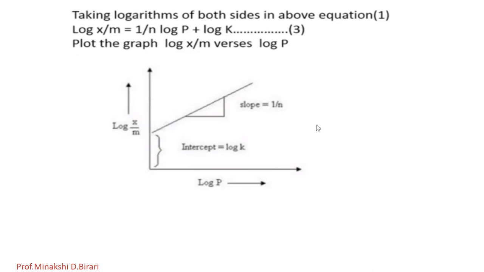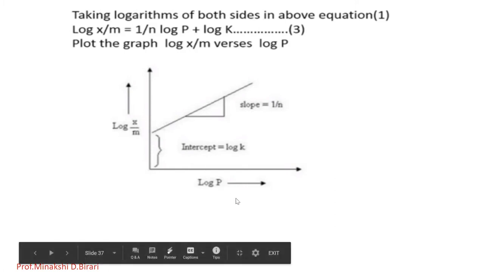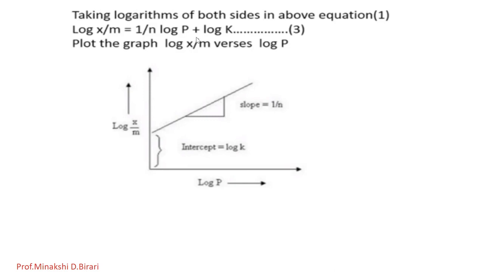Then by taking the logarithms of both sides of equation 1, we get log x upon m is equal to 1 upon n into log p plus log k. Plot the graph of log x upon m versus log p. So this equation is in the form of y is equal to mx plus c, which is the equation of a straight line. Therefore, if log x upon m values on the y-axis are plotted against log p on the x-axis, we get a straight line, by using this equation y is equal to mx plus c. So the graph is a straight line.